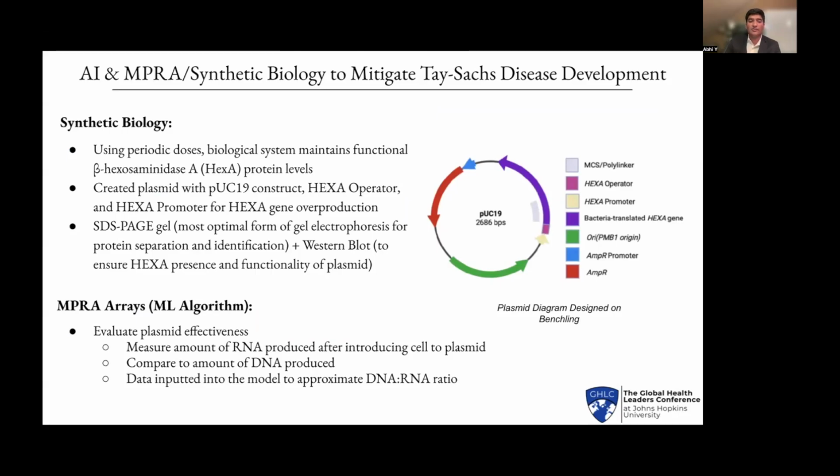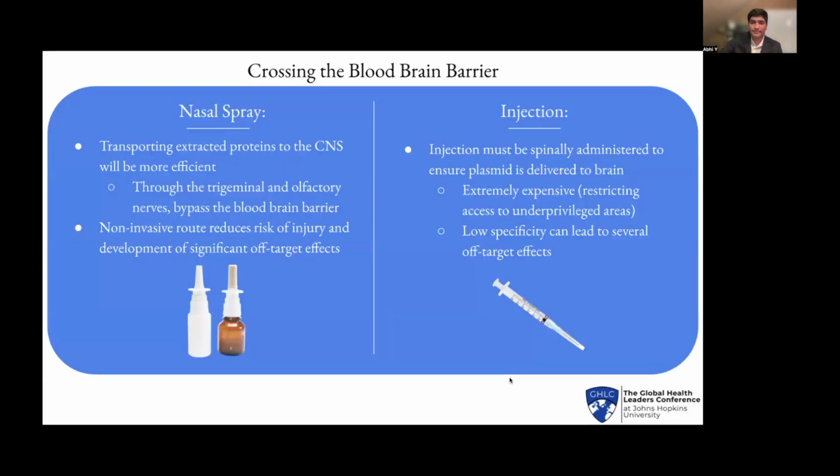So for the MPRA array, I also used artificial intelligence in this project through MPRA arrays, which are a type of machine learning algorithm. This basically further evaluated the plasmid effectiveness. And how I used this was I measured the amount of RNA produced after introducing the cell to the plasmid. And then I also basically measured the DNA produced in order to evaluate whether the plasmid actually worked and to make sure that there were no off-target effects happening.